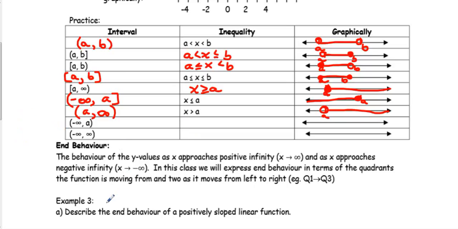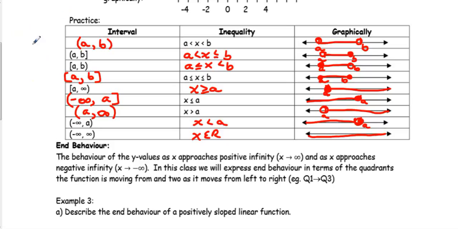Negative infinity to A means that all my X values are going to be less than A because we're going to negative infinity. And it doesn't include the A because of the round bracket. So again, A here, open, and we're going this way. Last one. Negative infinity to positive infinity is really just X is an element of R. It's everything. And we would just have a big old solid line here.